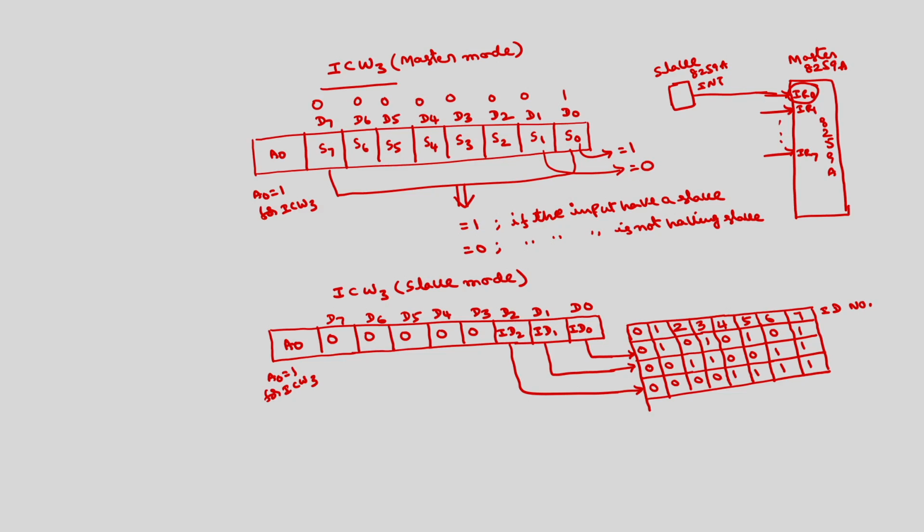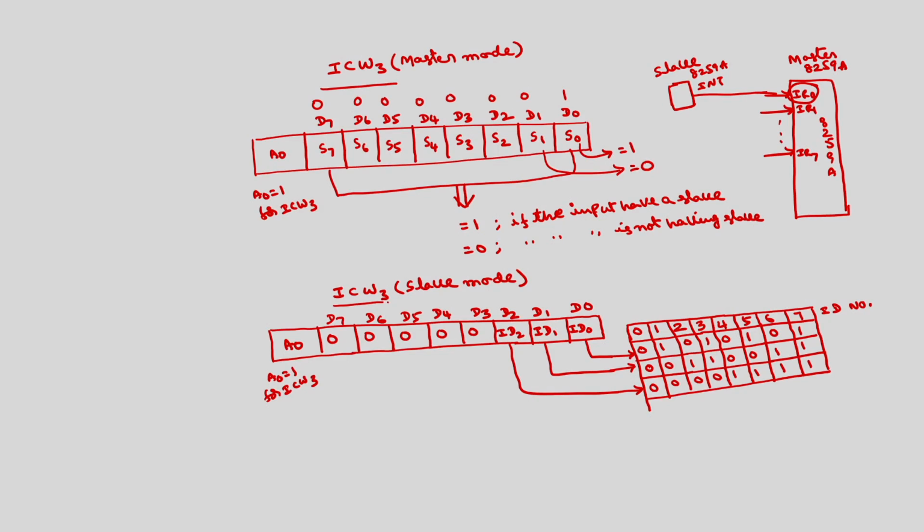So, this is the ID generated by master 8259 in response to the first INTA bar cycle. This will be in slave mode. Whenever this slave 8259 receives this ID, it will respond to the second and third interrupt acknowledge cycles. It will give the type of interrupt code on the lower order 8 bits of the data bus of 8086. This is about the ICW3 in master mode and slave mode.